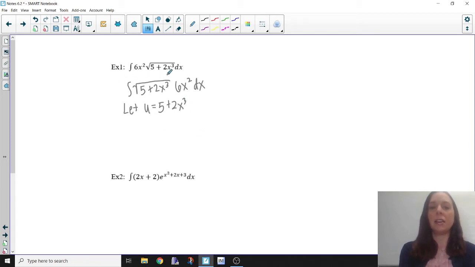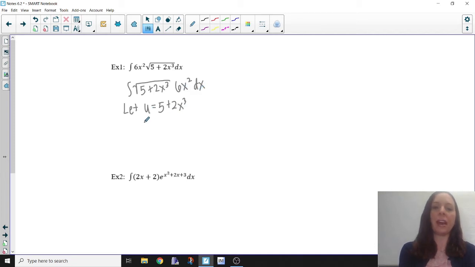Okay, so this is going to turn into a new integral with just the square root of u in it. Okay. Second part, though, is what does this stuff become? What does 6x squared dx become?